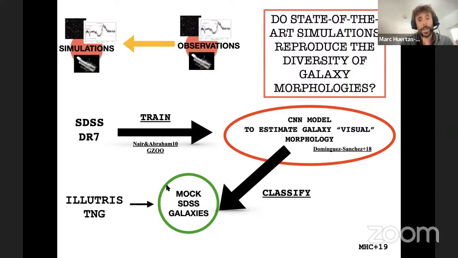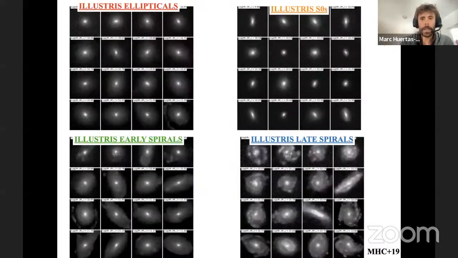You create mock SDSS galaxies, and then you apply these models that you have trained on observations to the mock galaxies and try to understand if you get the same diversity and at what level you get this diversity. So if you do this, this is what you get. And so basically here we classify only on 4 classes. So these are all TNG galaxies.